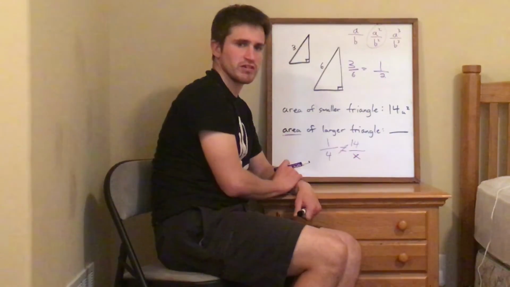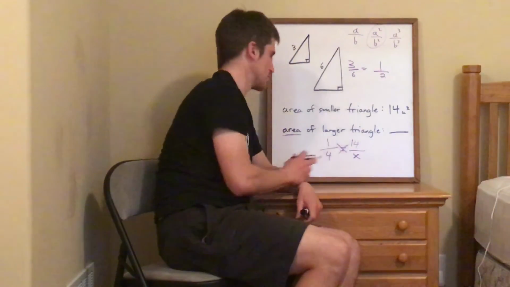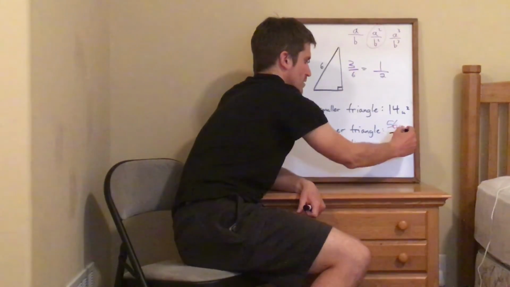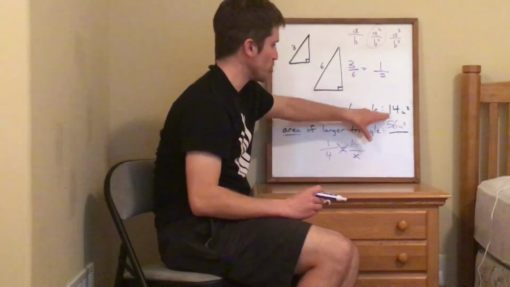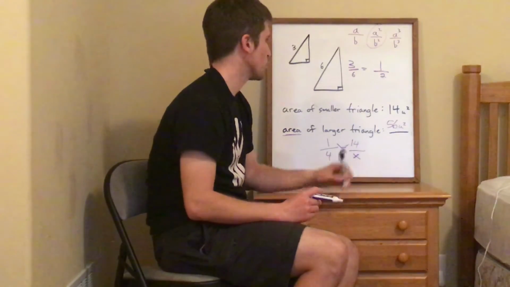14 times 4 is 56. 1 times x is x. So you found your missing area to be 56 units squared. When you compare them, they have a 1:4 ratio, just like what you would expect.